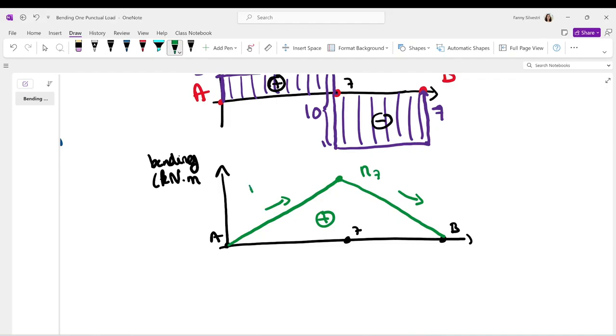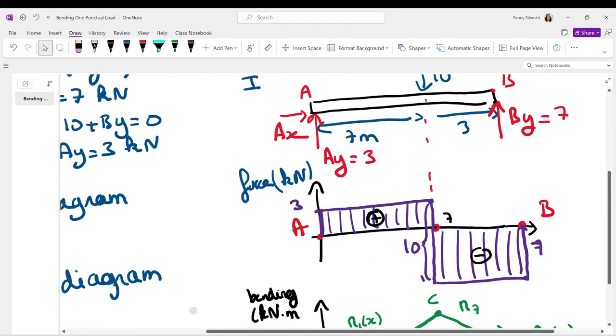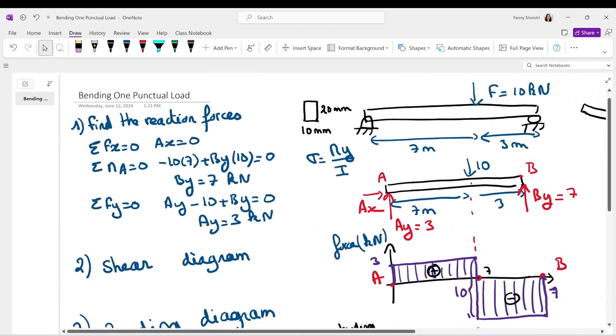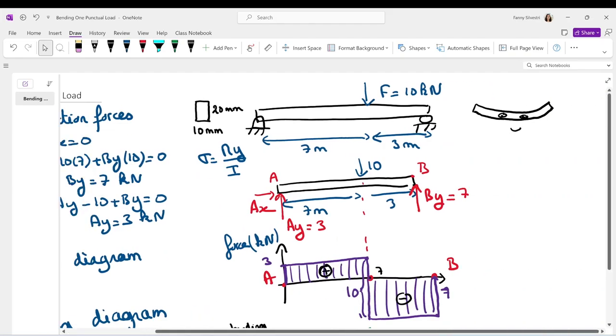We will find the function m1 of x from A to, okay, I need to give a name to this point. Let's say to C. And we will find the function m2 of x. For that, we will use the internal forces. I need one more convention when we use that. I need the internal convention.